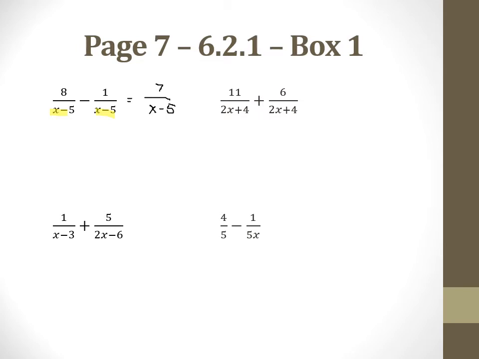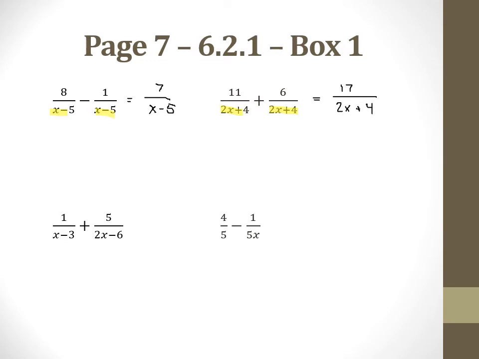Same thing here with the second one. 2x plus 4, 2x plus 4. The denominators are already exactly in common, so all I need to do is add the numerators. 11 plus 6 is 17 over that common denominator of 2x plus 4.